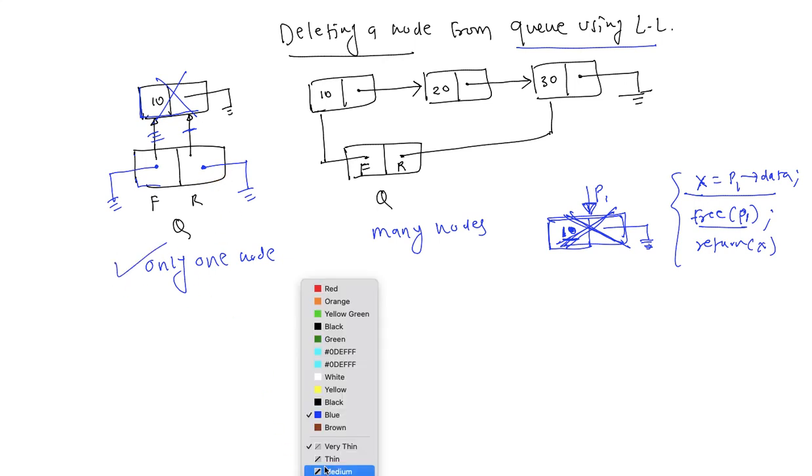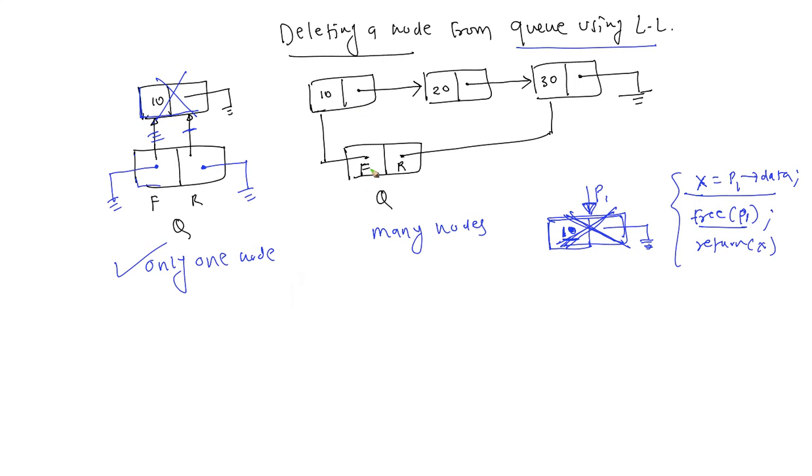What is the second scenario? Let's see that. This is the second scenario, where we have many nodes. Now from which end will we delete? We'll delete from the front end. So this node is going to be deleted.